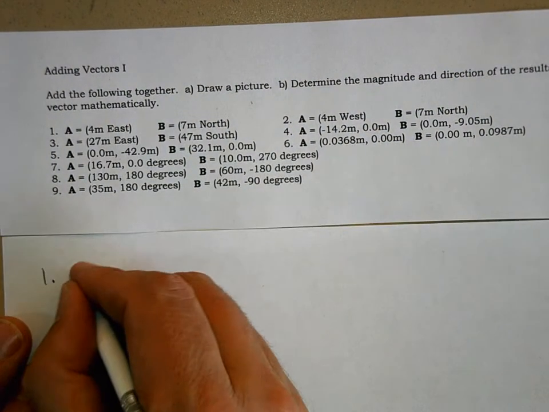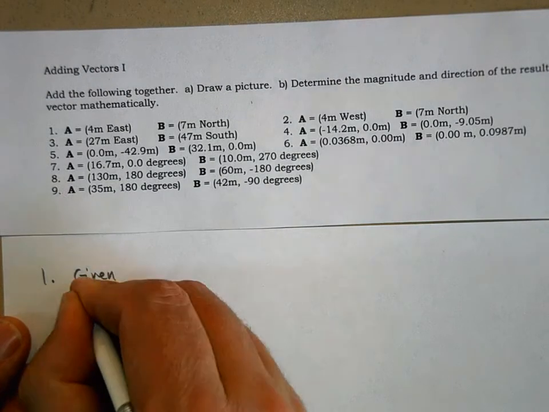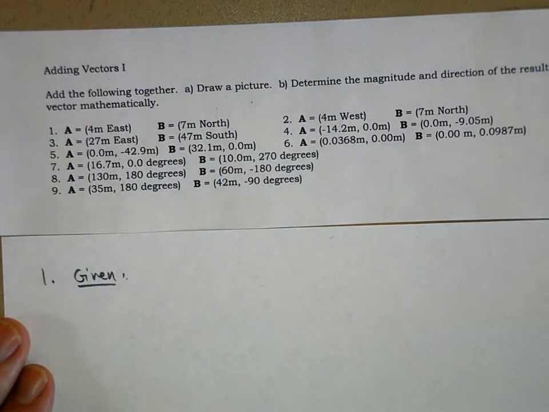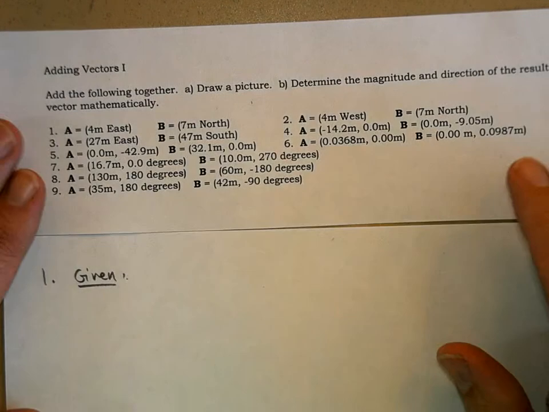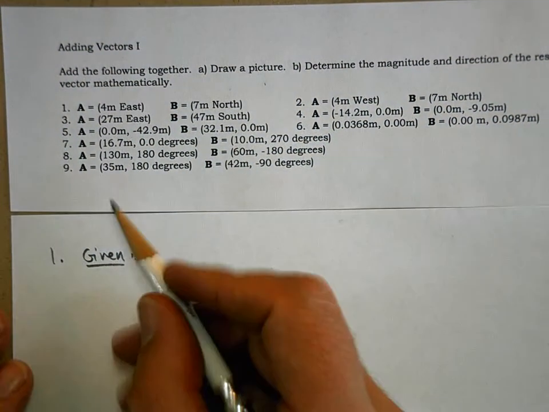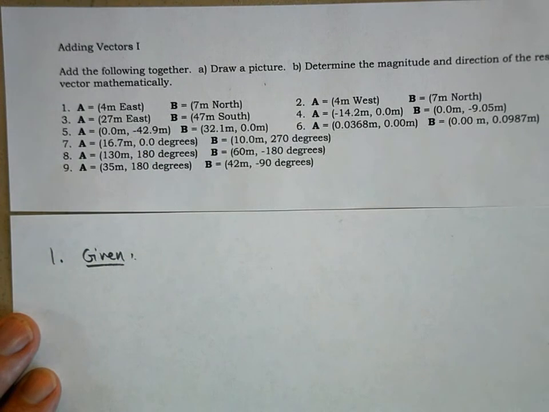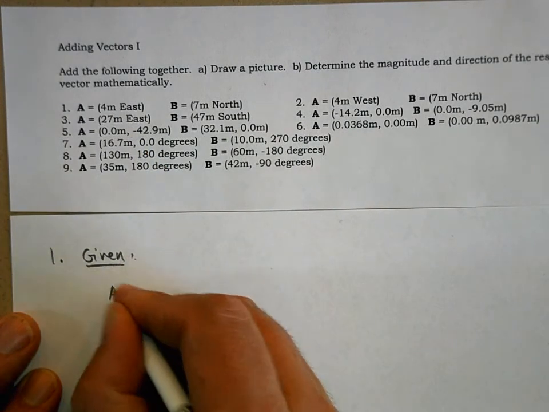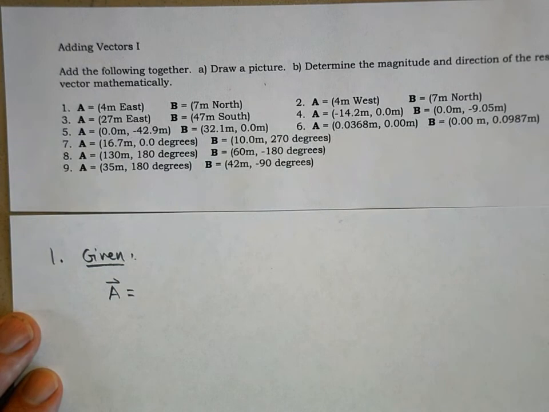Number one, what's given? Well, if you read the directions, you need to draw a picture of it and also solve it mathematically like we just did. But look at this. Number one, it says 4 meters to the east. Well, what does that mean? A is 4 meters to the east.